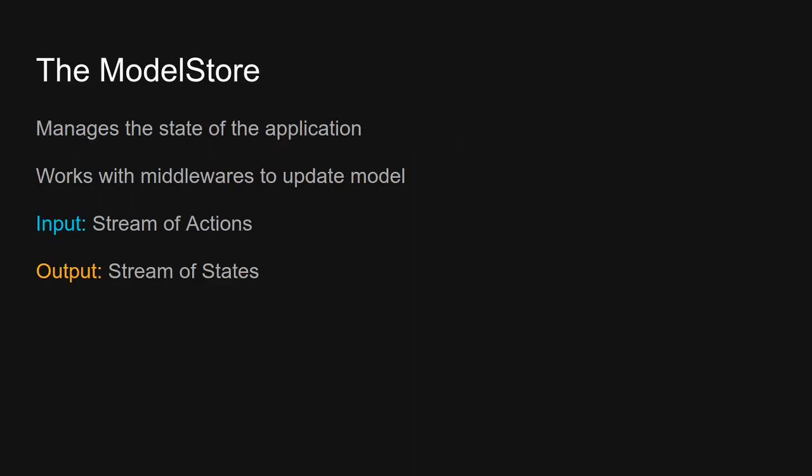The second we have is the ModelStore. So the ModelStore's job is to manage the state of the application. It can also communicate with the middlewares to update the model. The ModelStore basically takes the stream of actions and produces the stream of state.